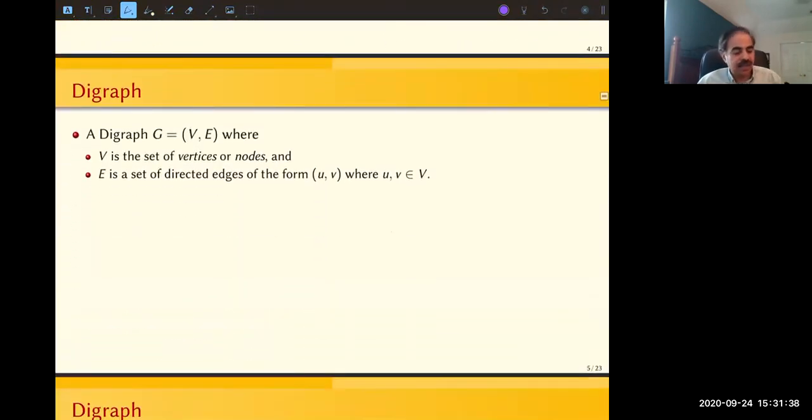These kinds of relations that start and end in the same set can be expressed using what are called directed graphs, right?